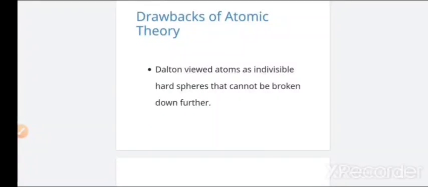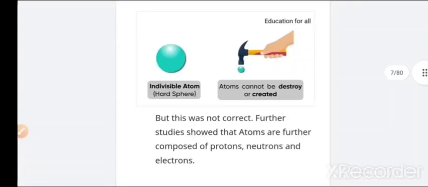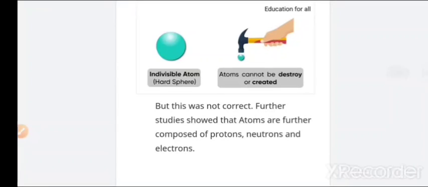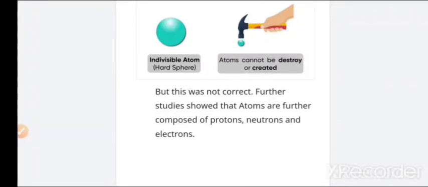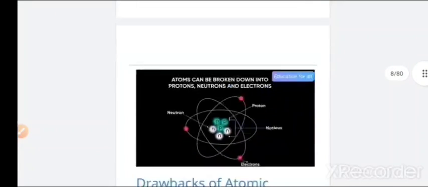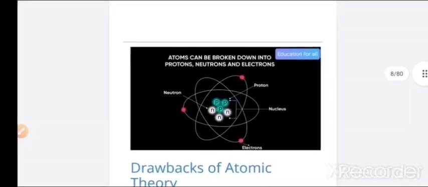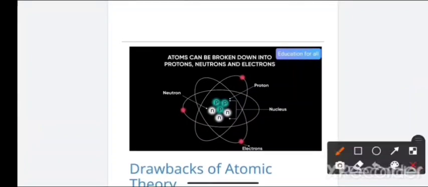What I said, but this is not correct. Further studies show that atoms are further composed of protons, neutrons, and electrons. Atoms consist of protons, neutrons, and electrons. These are the structures of proton, neutron, and electron. The complete figure is an atom.